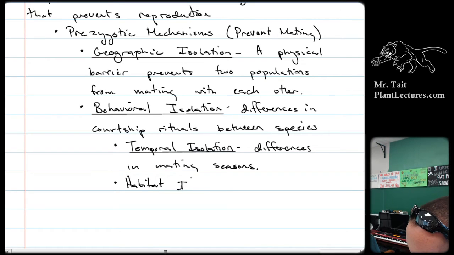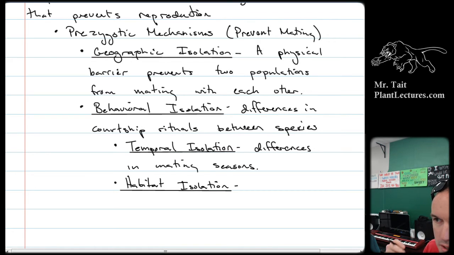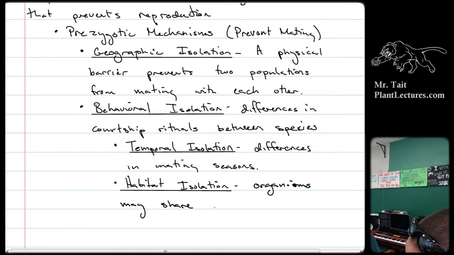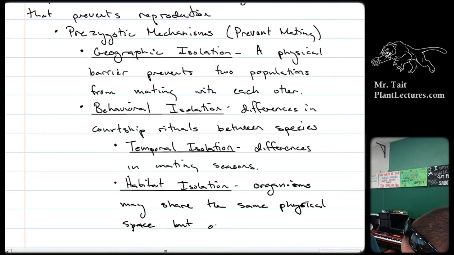Habitat isolation. In some species, there's not even a physical barrier between them, but the niches that they occupy are going to stop them from really coming into contact with each other, okay? So organisms may share the same physical space, but occupy different niches.